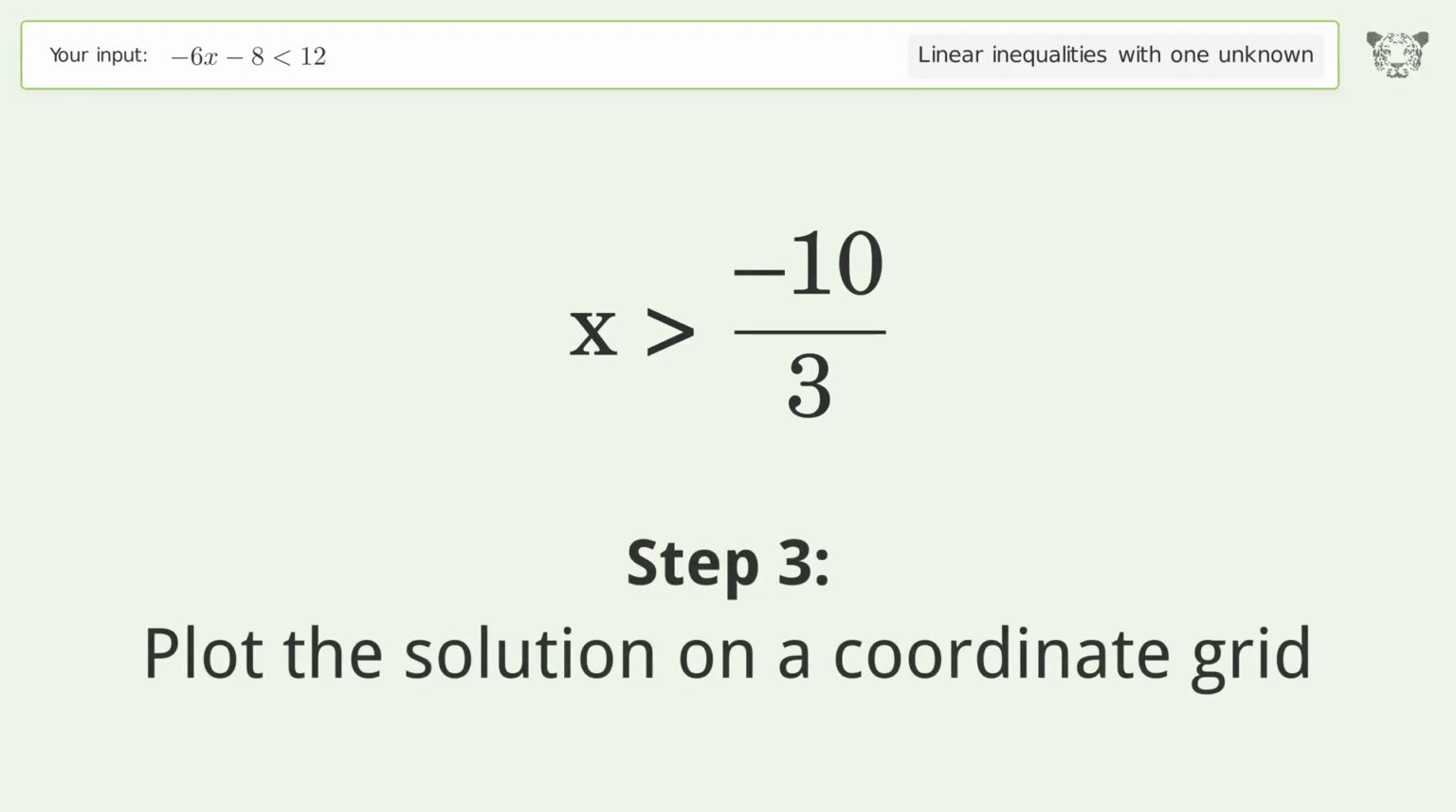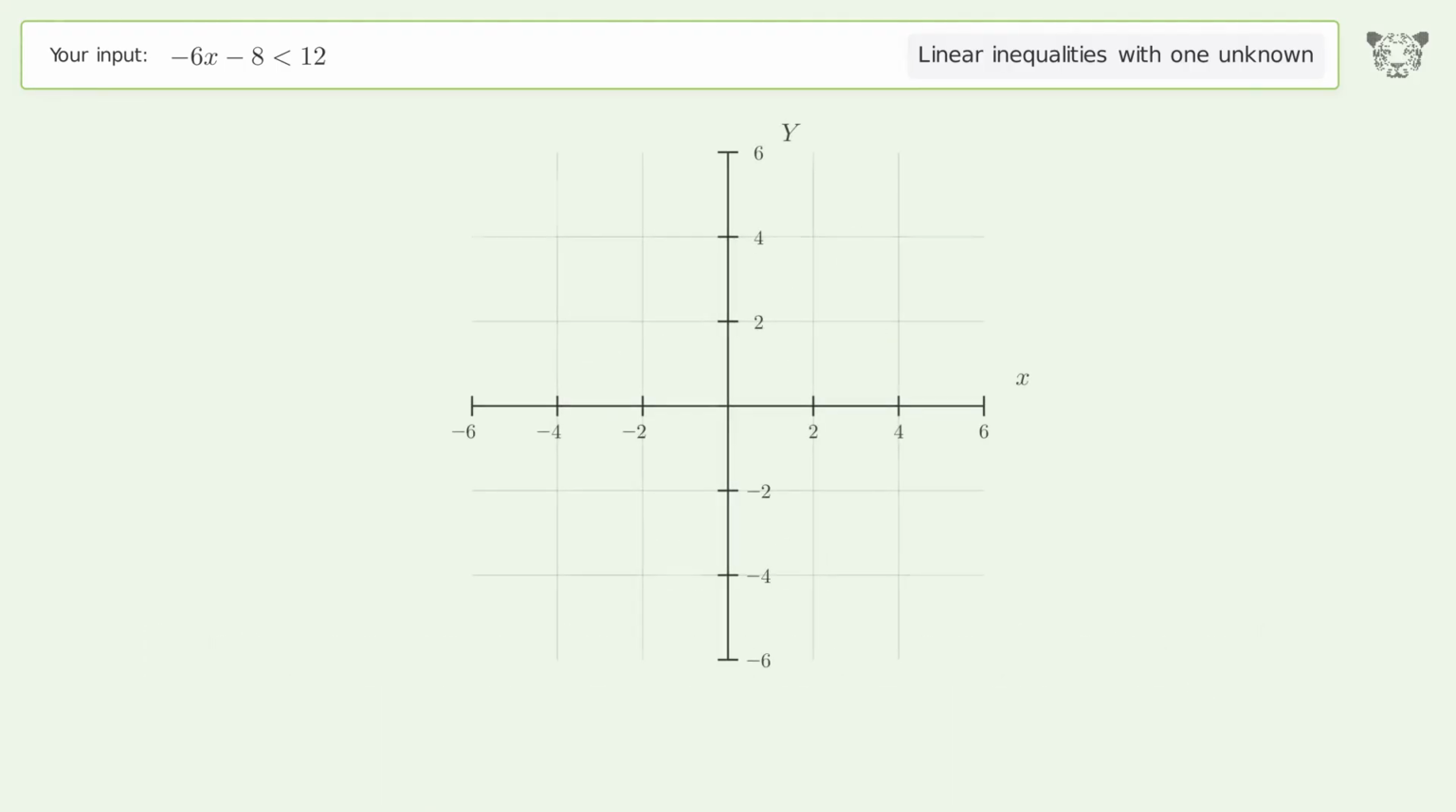Plot the solution on a coordinate grid. And so the final result is x greater than negative 10 over 3 greater than negative 31 over 3.